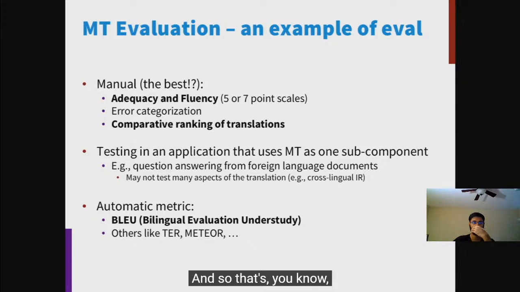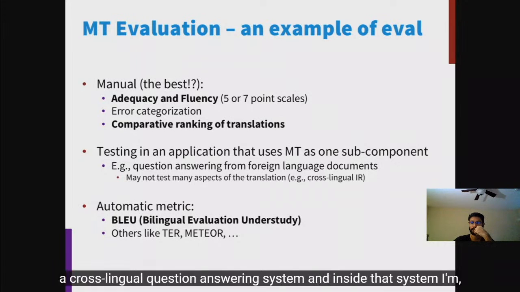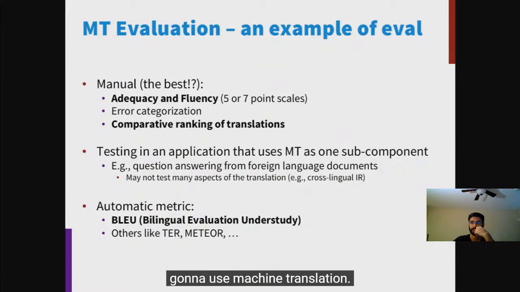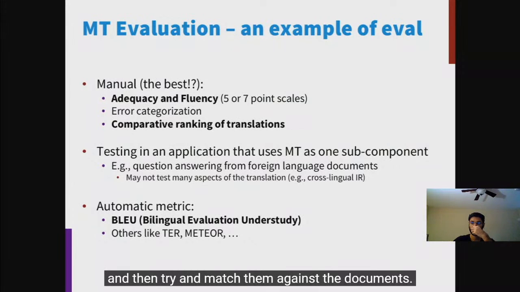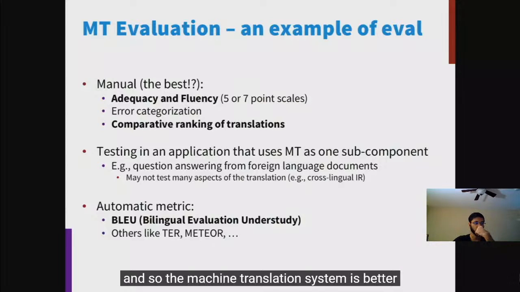And so that's still our gold standard of translation. Another way you can evaluate translation is to use your translations in a downstream task. So you could say, I'm going to build a cross-lingual question answering system, and inside that system, I'm going to use machine translation. I'm going to translate the questions and then try and match them against the document. And then my score will be how good my question answering system is. And so the machine translation system is better if my question answering score goes up.